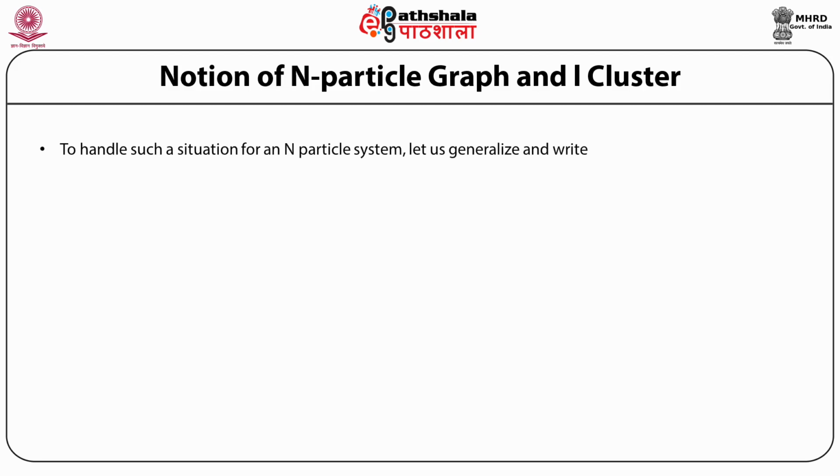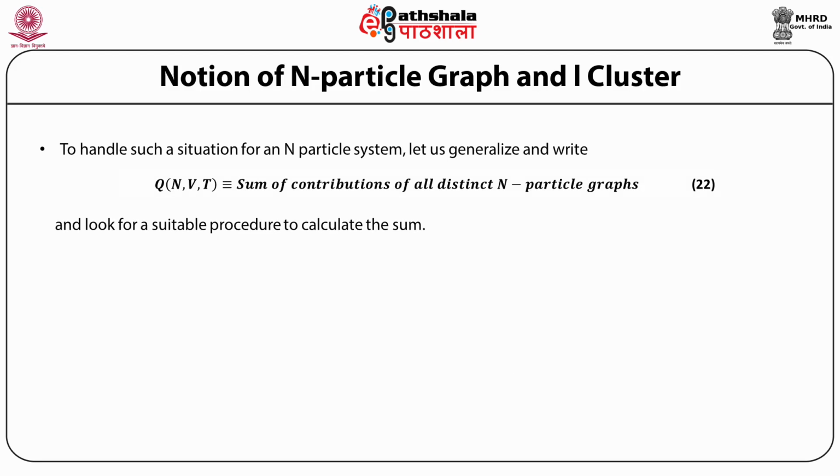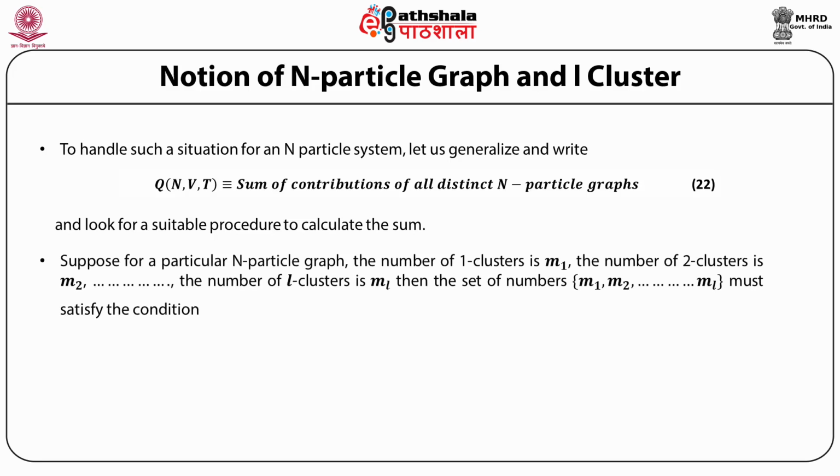To handle such a situation for an n-particle system, let us generalize and write Q equal to the sum of contributions of all distinct n-particle graphs and look for a suitable procedure to calculate the sum. Suppose for a particular n-particle graph, the number of 1 clusters is M1, the number of 2 clusters is M2 and so on, the number of L clusters is ML. Then the set of numbers M1, M2 and so on up to ML must satisfy the condition that the summation over L equal to 1 to n of L ML is equal to n, the number of particles, where ML is equal to 1, 2, 3 and so on up to n.